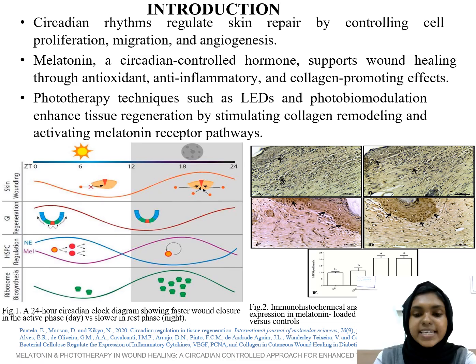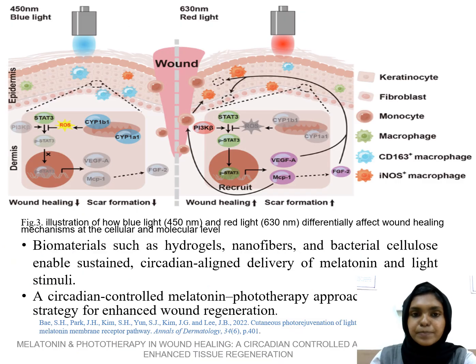Then melatonin, a natural hormone produced by the pineal gland in the brain. It is also called the sleep hormone because it regulates circadian rhythm. Its secretion is less during day and high during night. The second picture shows the cell proliferation in the diabetic rat when it is treated with melatonin. Then we can move on to the phototherapy.